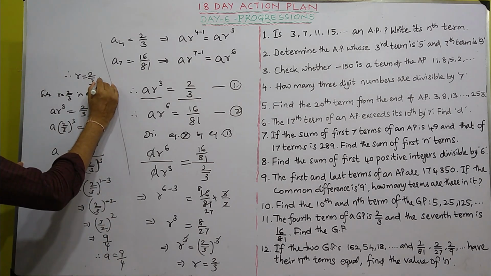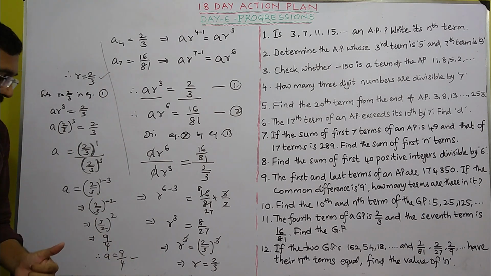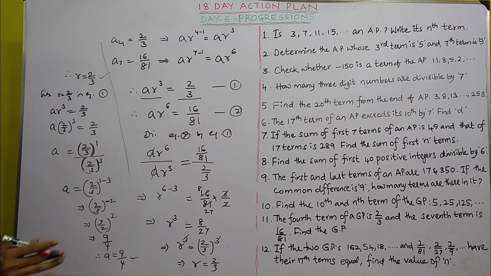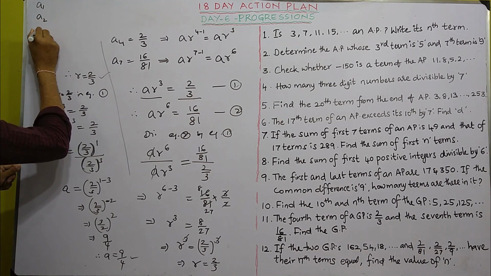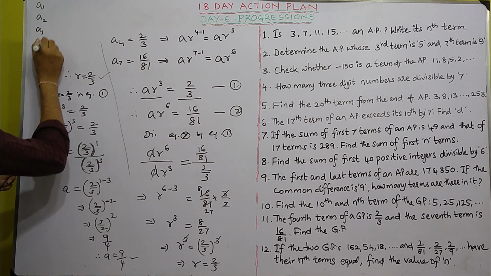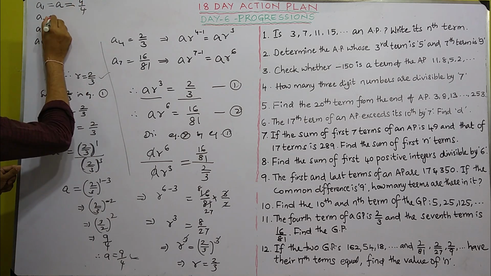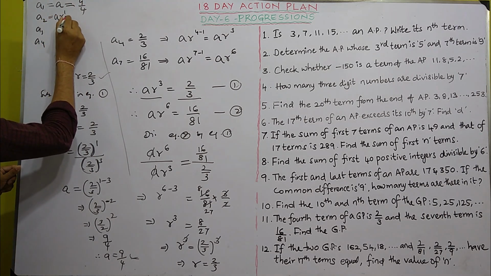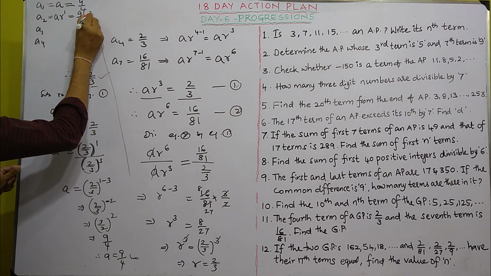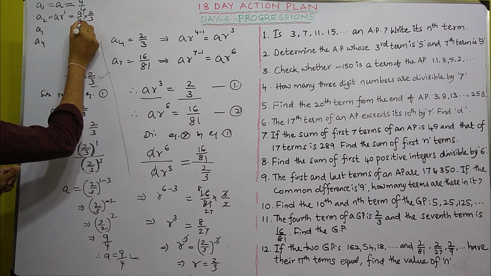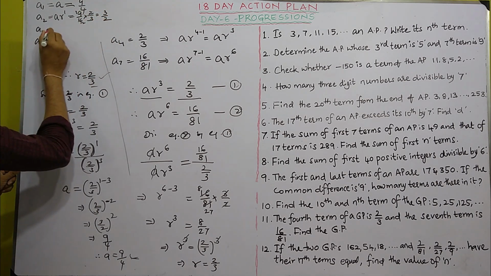So we found out r and a. So we can find out anything. So let us now write the GP, the geometric progression. So the geometric progression will be A1, A2, A3, A4 and so on. So A1 is nothing but a, this is nothing but 9 by 4. A2 is nothing but ar to the power of 1, which means 9 by 4 into what is r? 2 by 3. So 2 ones, 2 twos, 3 ones, 3 threes. So this becomes 3 by 2.